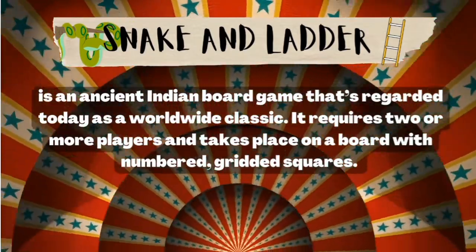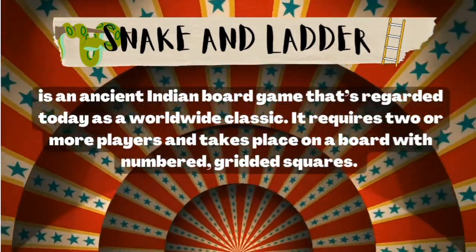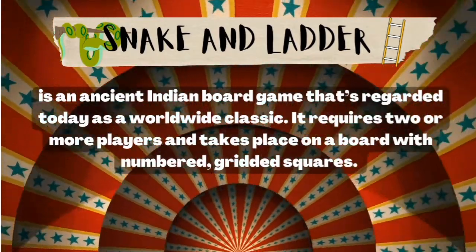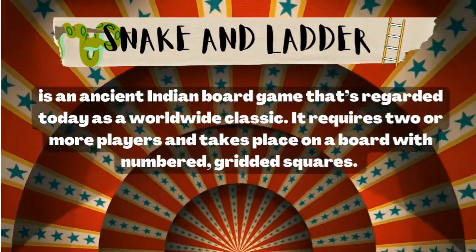Players roll a dice and navigate the board. Landing on a ladder advances a player to a square further up the board, while landing on a snake means they have to go back to a previous square.